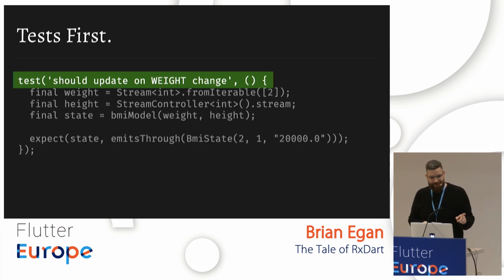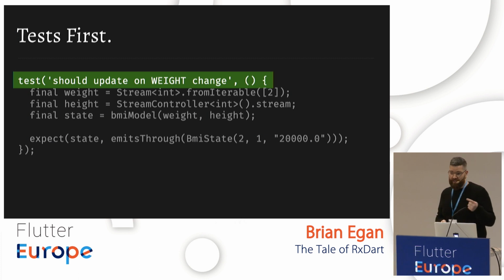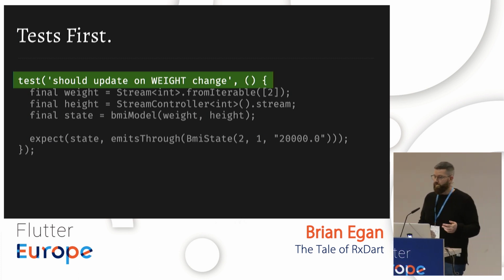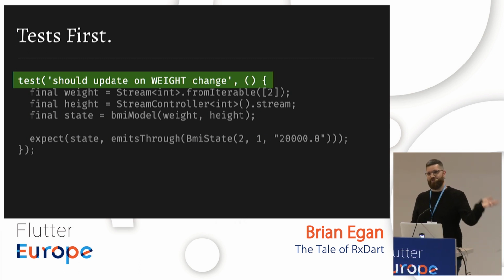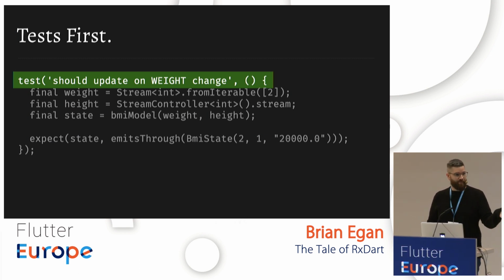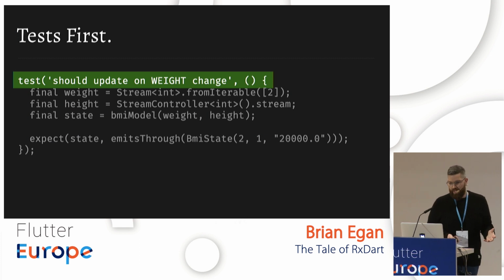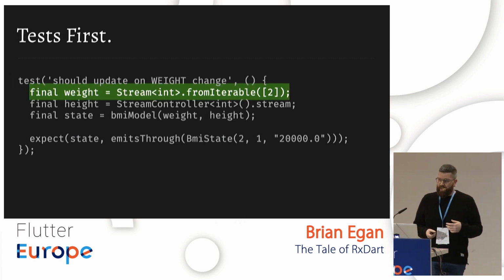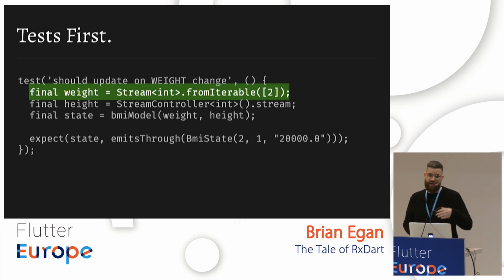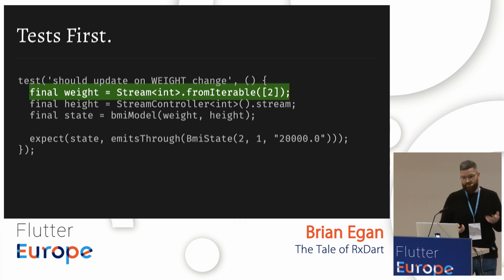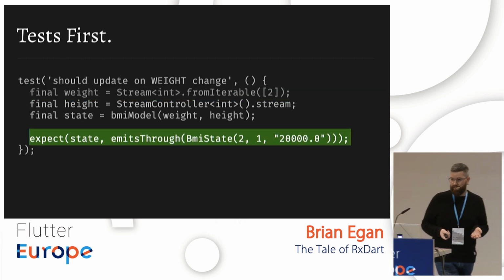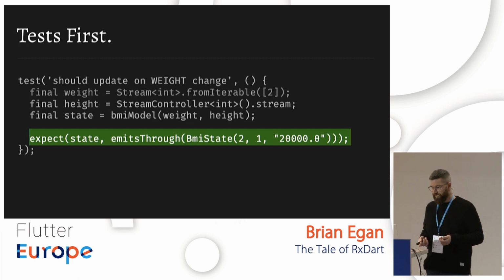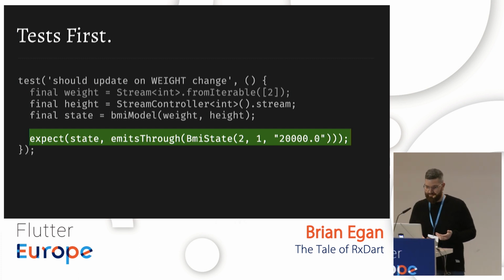So the second test we should have is that when the weight stream emits a value, we want to emit a new state. That's the whole point, right? The model's supposed to take in these streams of values, and when it receives data from these streams, it should emit new states. So in this case, we'll change the weight stream up a little bit so that it is a stream of integer, and it'll emit a single integer of 2. And then we expect our state stream to eventually emit the BMI state.